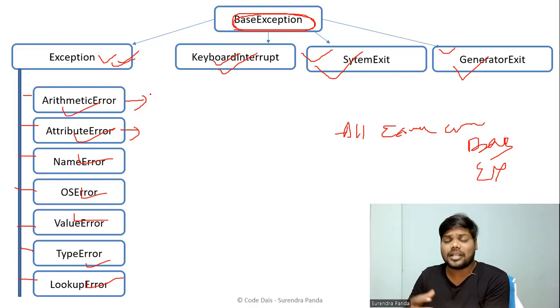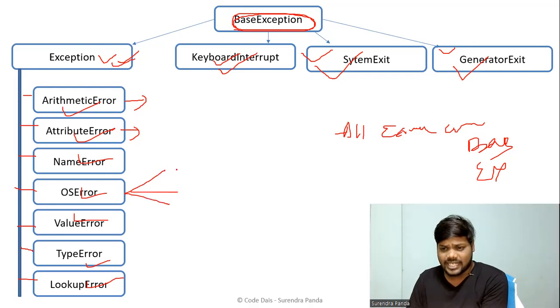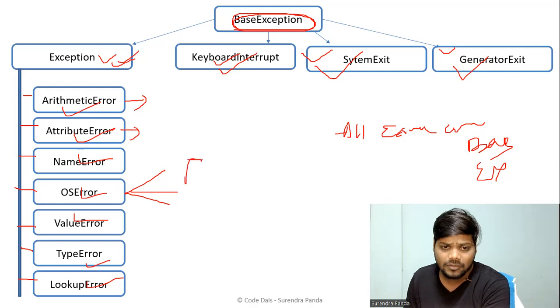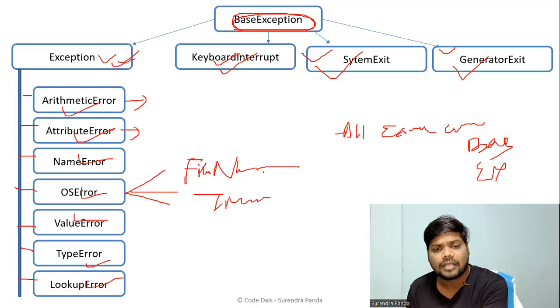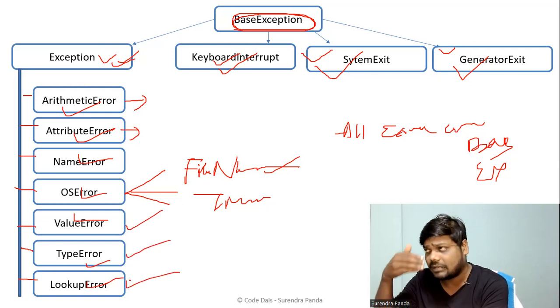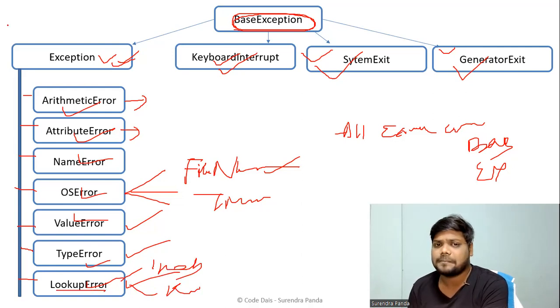Sometimes you will get OSError whenever you open a file and, unfortunately, the file is not present. OSError again has multiple children, such as FileNotFoundError and TimeoutError. Next are ValueError, TypeError and LookupError. LookupError covers IndexError and KeyError, so these come under LookupError.